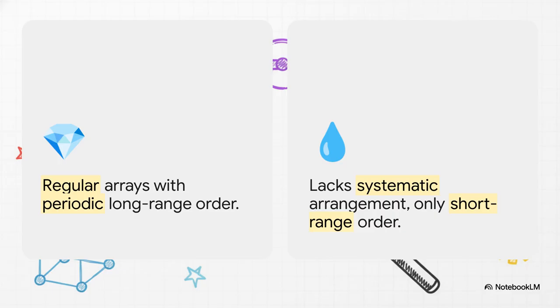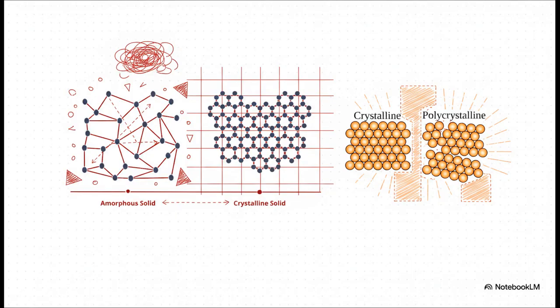On the flip side, we have amorphous solids. These completely lack a systematic and regular arrangement. In fact, they're sometimes called supercooled liquids because their chaotic atomic structure literally resembles a liquid, possessing only short-range order. And this really brilliantly illustrates that physical difference. Check out the amorphous solid on the left. It's just a randomized, messy web. Now compare that to the crystalline solid on the right, with its highly structured, repeating, and entirely predictable geometric pattern.